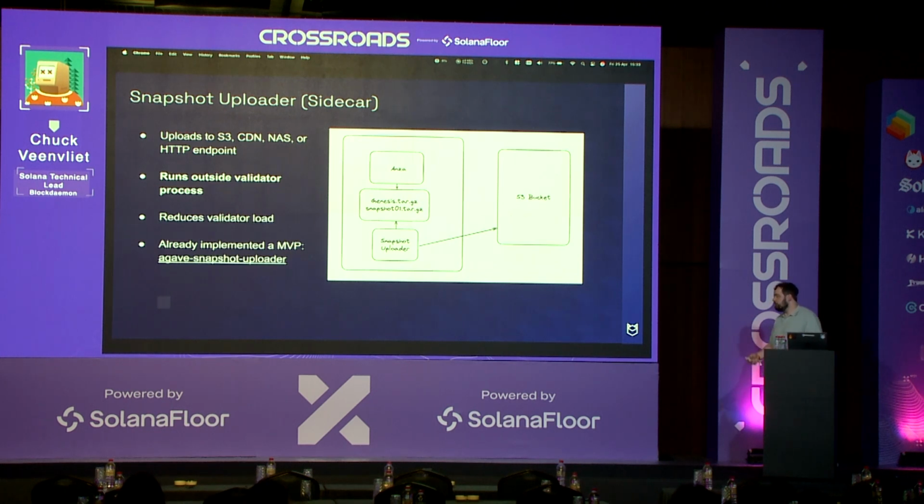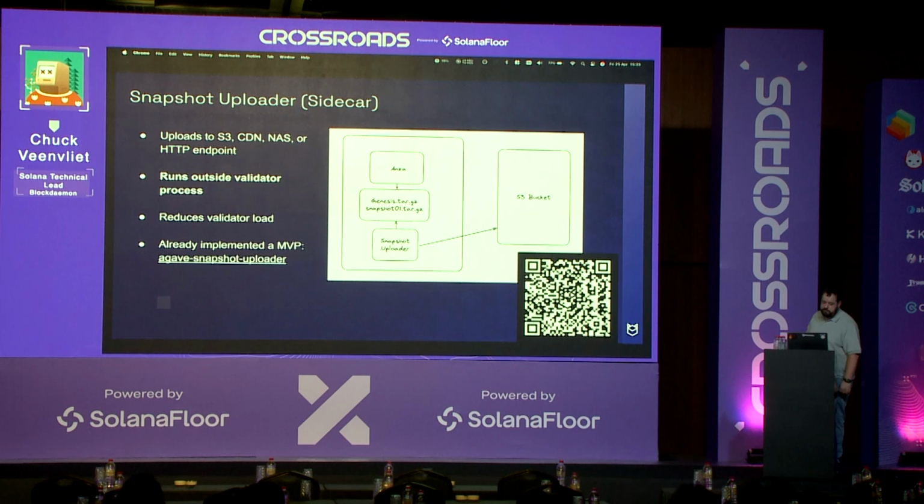And it reduces the load on the validator. We already implemented an MVP that can do a lot of things. It has smart finding of the right snapshot slot, the feature set and version and everything else. It makes metadata about the snapshots, and it uploads to the S3. It's also scalable. So as a provider, you can run multiple of these instances and it will not upload the same snapshots over and over, but it's smart enough to see, oh, someone is already uploading this snapshot, so I'll skip it.